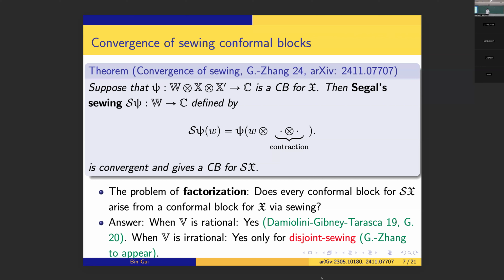So unfortunately, the factorization property does not always hold, and this is the really interesting thing that is related to the main thing I want to show in this talk. About the question of when this factorization holds, the answer is when your VOA is rational, which means that all the modules are completely reducible. The answer is always yes. This was proved by combining a very important factorization formulation of Damiolini and Gibney, and one of my sewing results. We combine them together, then you can show that this is true when V is rational, but if V is not rational, then this is only true for disjoint sewing, but this is in general not true.